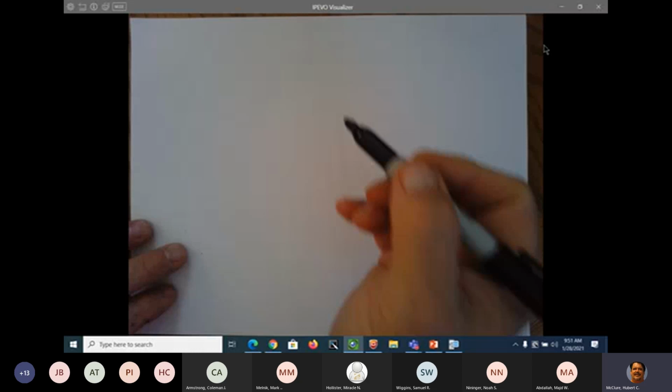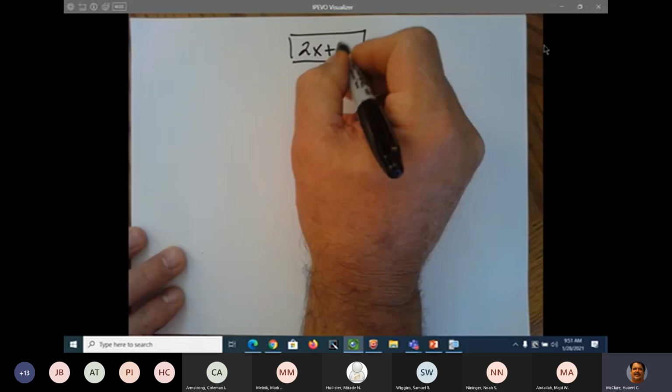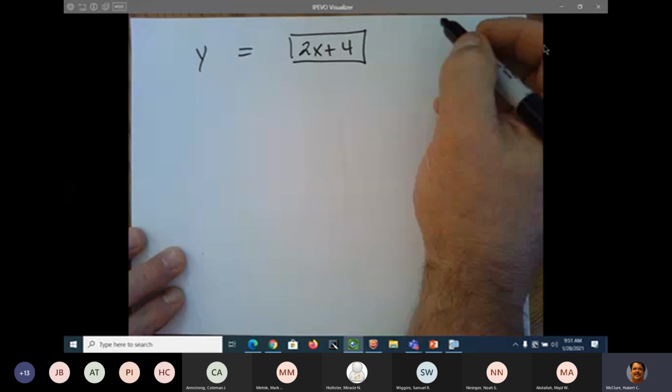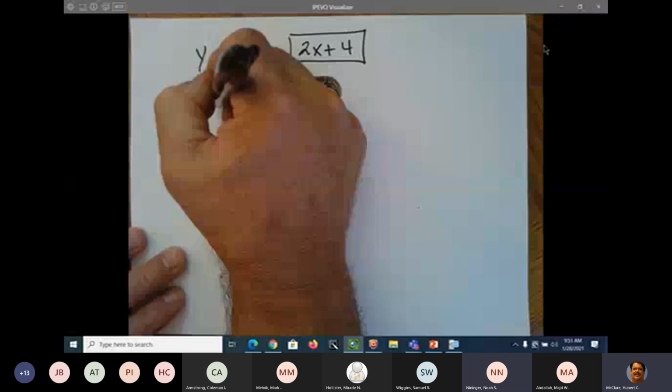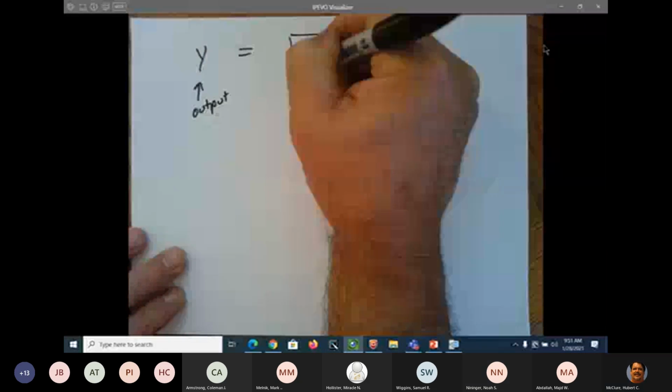All right, now with a function, I showed you that a function was 2x plus 4, and y is equal to 2x plus 4. This is the input, and this is the function.